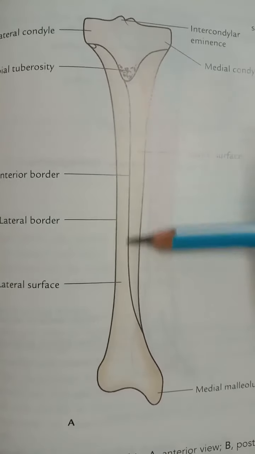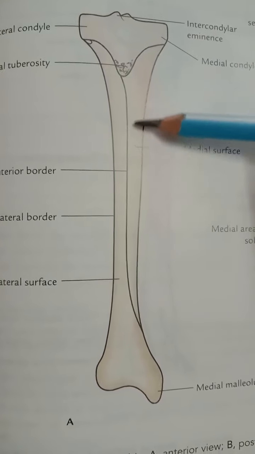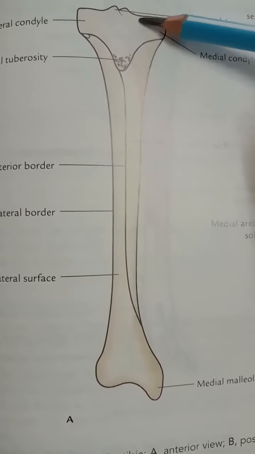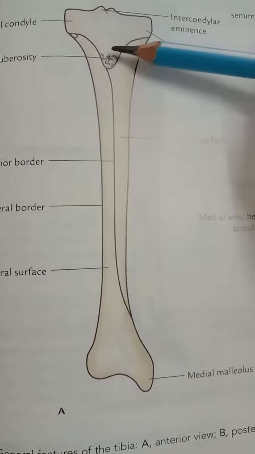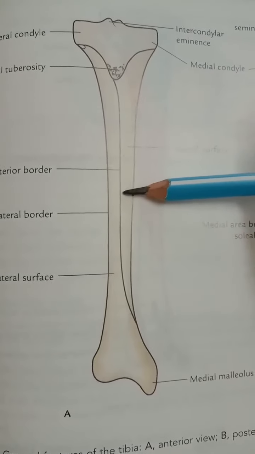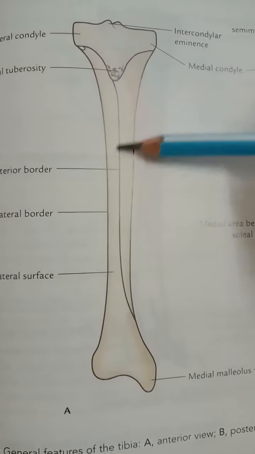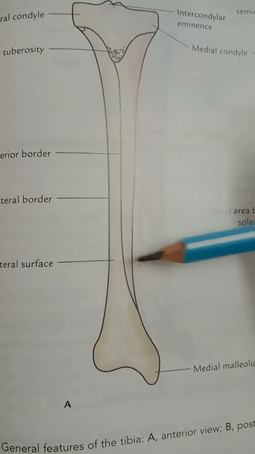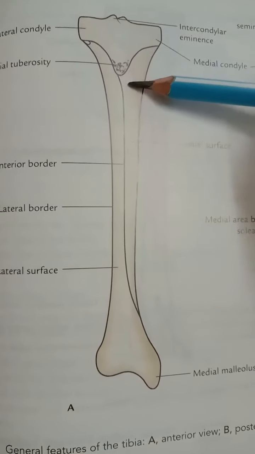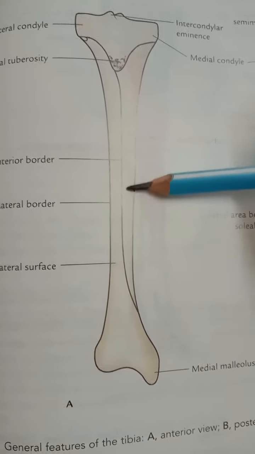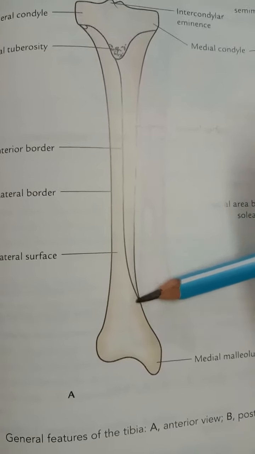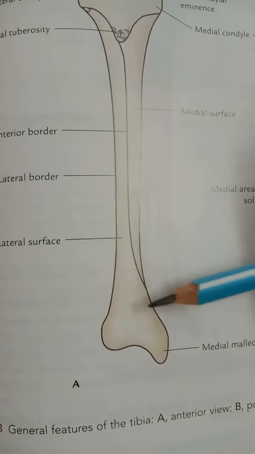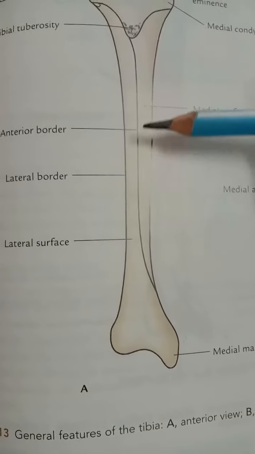So the anterior border is very sharp and S shaped. Here you can see the S shape, and it is convex medially in the upper part and convex laterally in the lower part. Then it extends from the tibial tuberosity above, goes in a downward direction and ends at the anterior border of the medial malleolus, and it is subcutaneous and forms the shin.